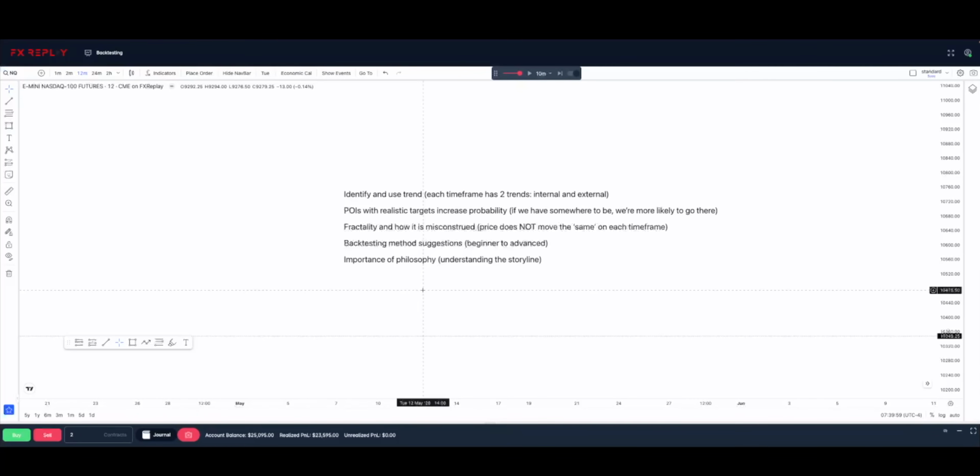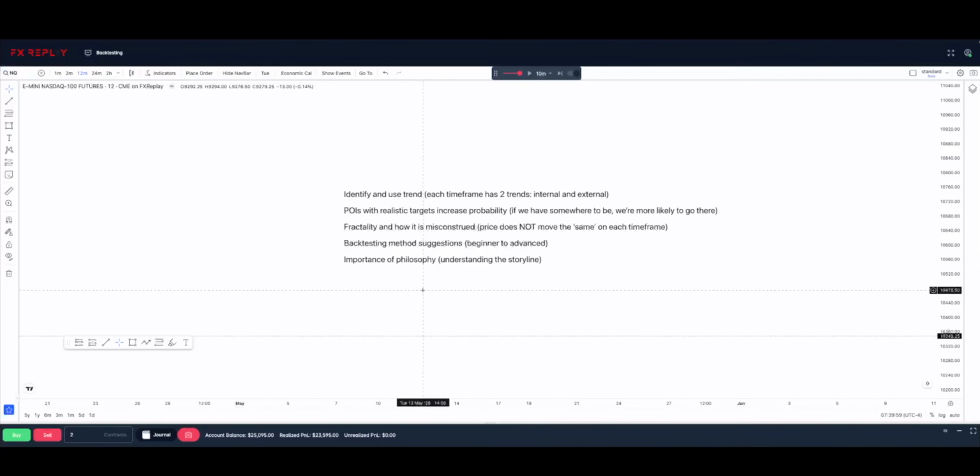So you've got to beware of, when you get down on those lower time frames, the fact that the structure that you think you're seeing is going to get absolutely demolished by the move that's actually happening on just one time frame up or two time frames up. Okay, so that goes back to the idea of fractality and how it's misconstrued too, because price doesn't move the same. To some people, they may look at it and think that it does.